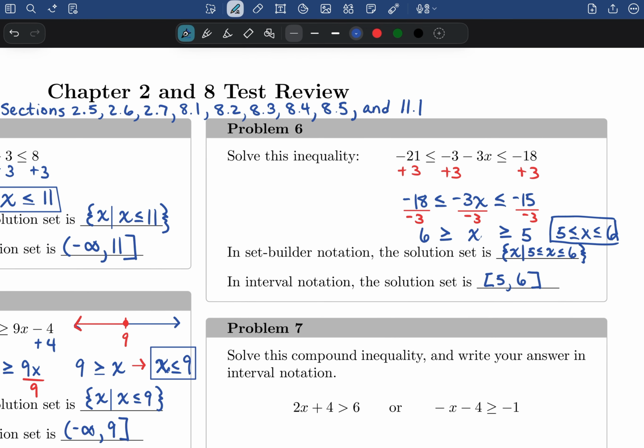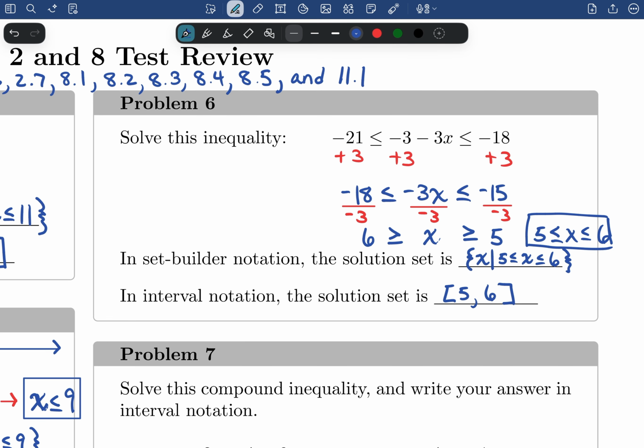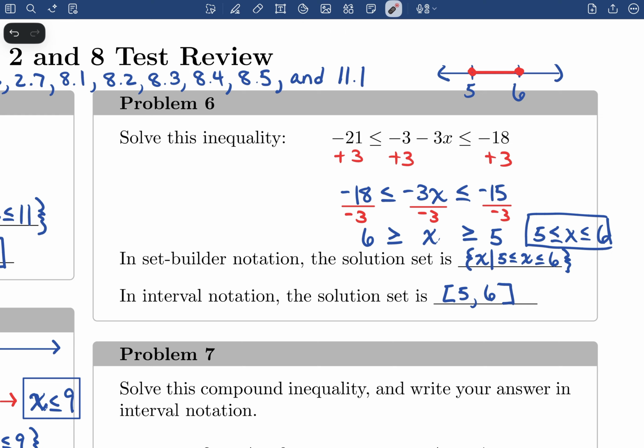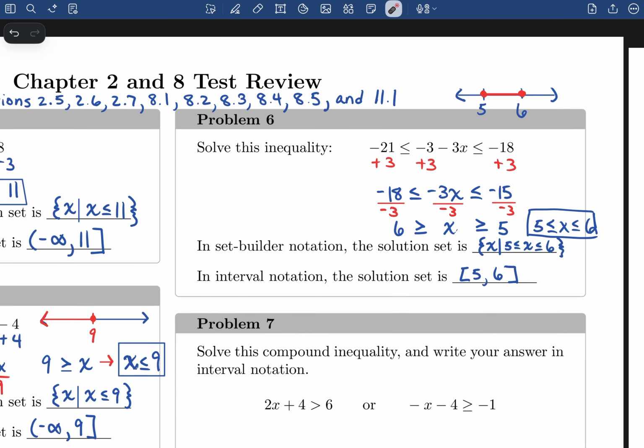Great. If you want to think about this on a number line, that's a good thing. Here's a number line. And on that number line, I have the values 5 and 6. And I put a closed dot at 5 and a closed dot at 6. And I shade the region between. X is between 5 and 6. That's what this statement says. X is between the lower bound of 5 and the upper bound of 6. And closed dots because of less than or equal to symbols in both cases.